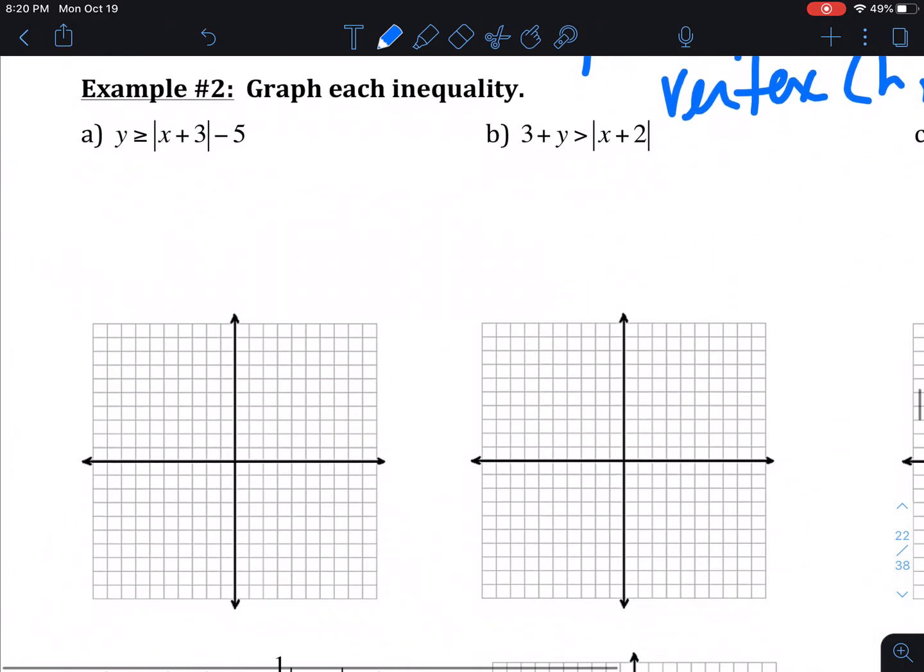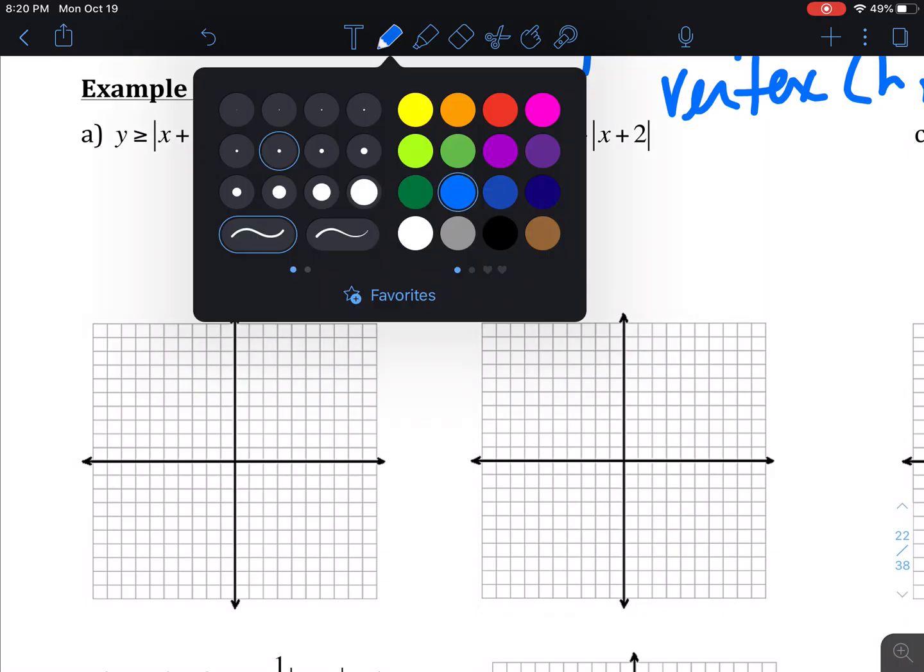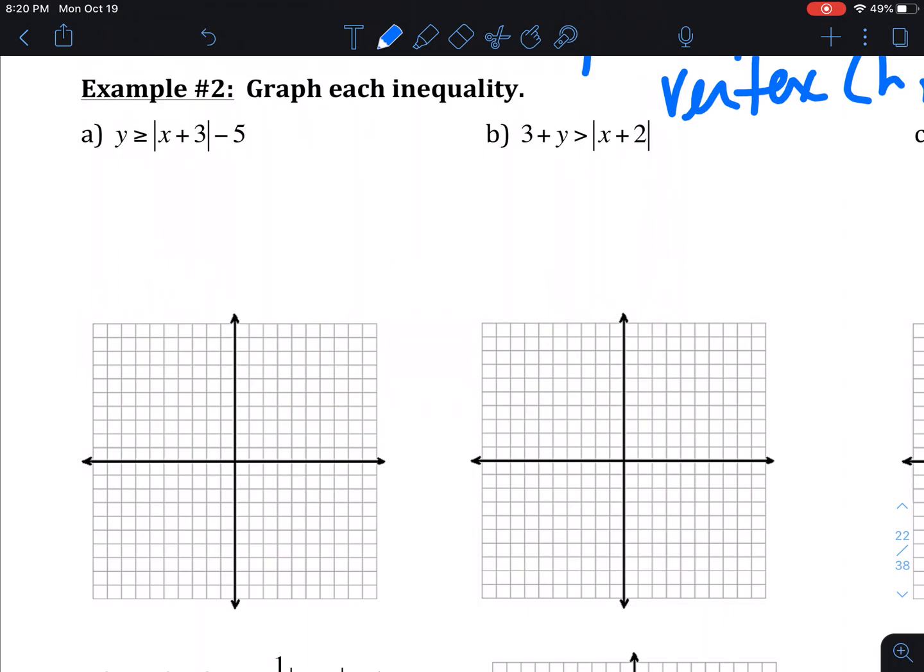Okay, example 2, graph each inequality. As you can see here, A is ready to be graphed already. Take a look at B, I just want to draw attention to it. When you hit a problem like B, notice I circled the 3. It's not in vertex form yet. So we need to keep an eye out for making sure y is by itself on the left.